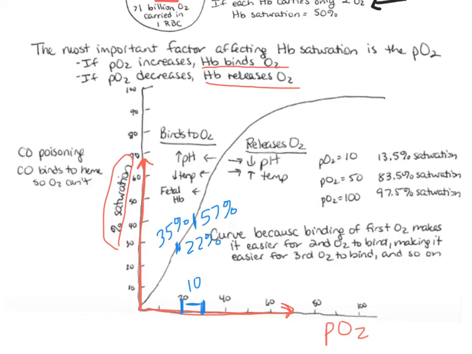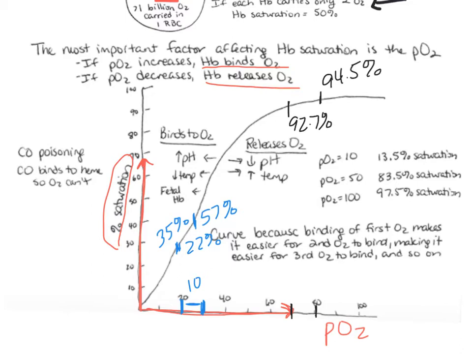In contrast to that, where the curve is flatter, let's look at an example up there. If the PO2 were 70, right here, then the percent saturation is 92.7. And then if we jump up to 80, a PO2 of 80 millimeters of mercury, the percent saturation only jumps up to 94.5%.